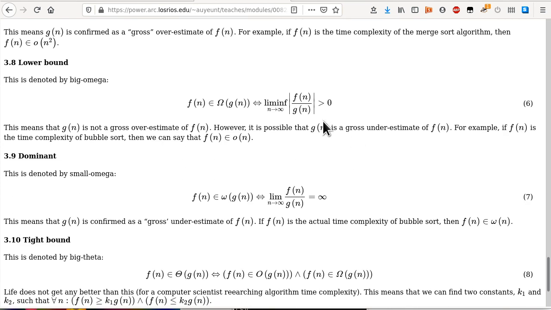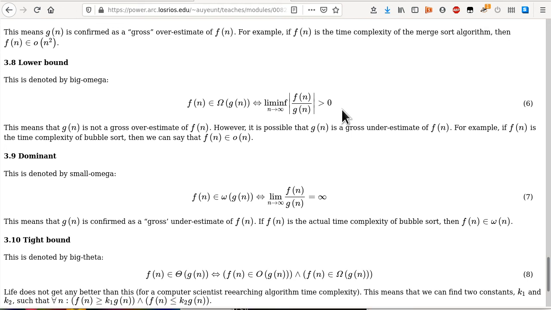But lower bound is important. Lower bound is looking at the same ratio, and as long as the limit inferior of the ratio of f of n divided by g of n is greater than 0, we call g of n a lower bound of f of n.